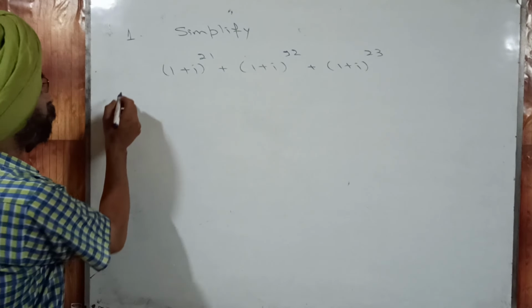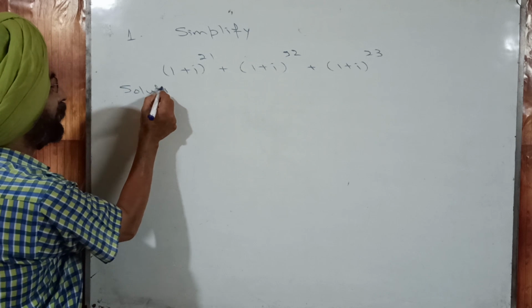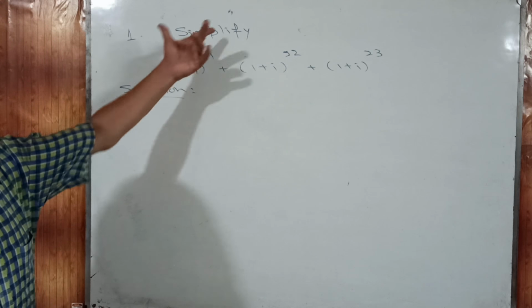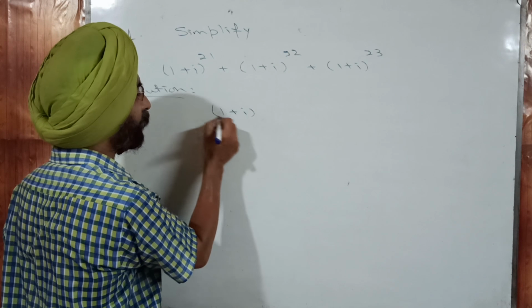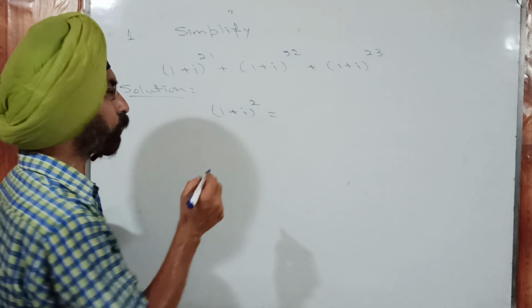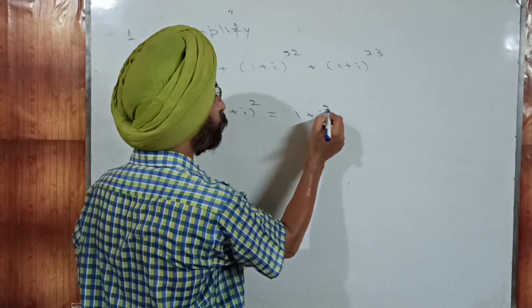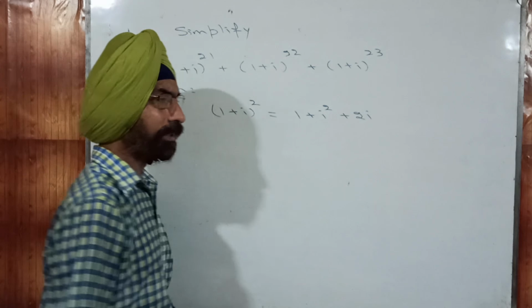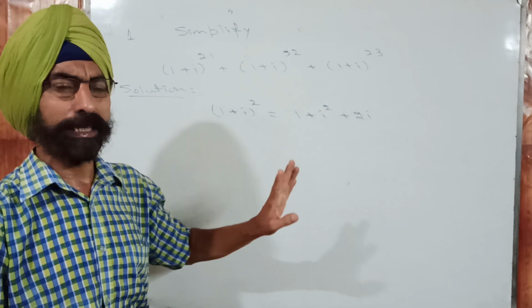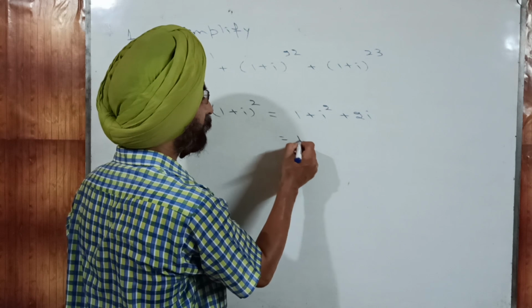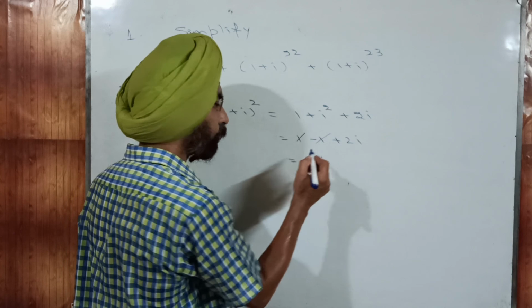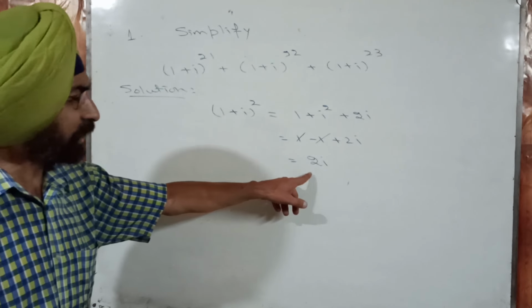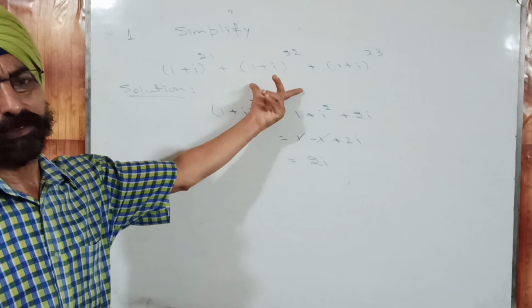Now, to simplify it, you need not open these powers 21, 22, 23 and so on. If you solve (1 plus iota) square, what you are going to get is 1 plus iota square plus 2 iota, like a square plus b square plus 2ab, and this iota square equal to minus 1 will cancel the 1, and this will become equal to 2 iota, and this will help in solving this expression.